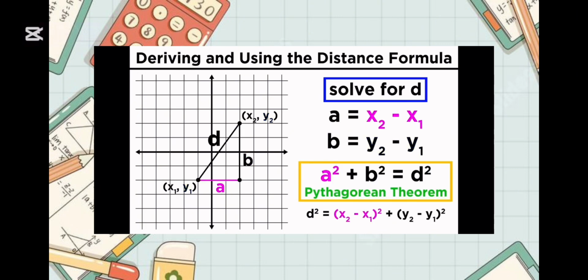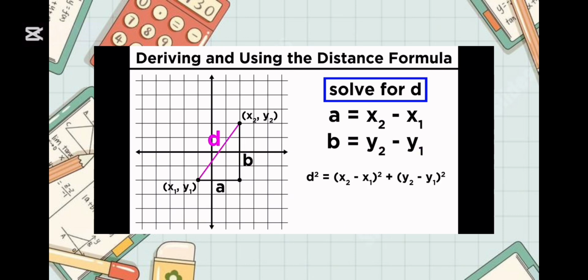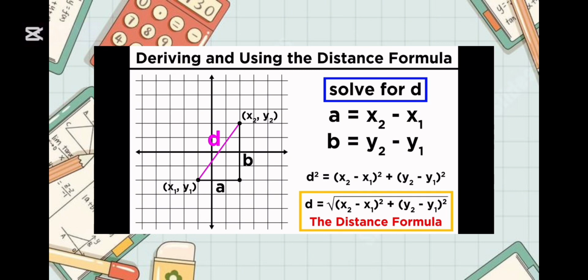The square of this leg plus the square of the other leg equals the hypotenuse squared, or d squared. Then all we do is take the square root of both sides to solve for d. We will only take the positive value here, as negative length doesn't make any sense. And there you have it. We have derived the distance formula.